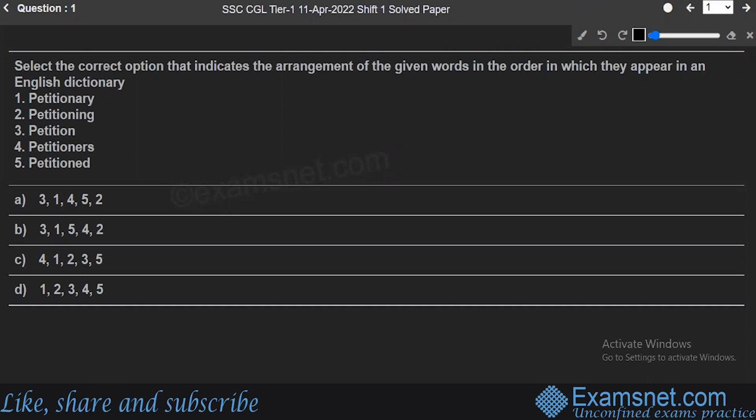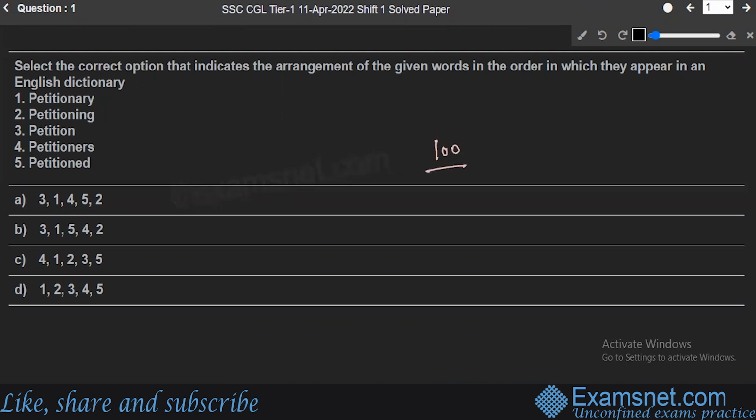So we'll be starting today with SSC CGL Tier-1, 11 April 2022, Shift 1 paper. Hope this paper and the solution will help you a lot. We have about 100 questions in this paper. So we'll be starting with the very first one. Best of luck. Let's go.